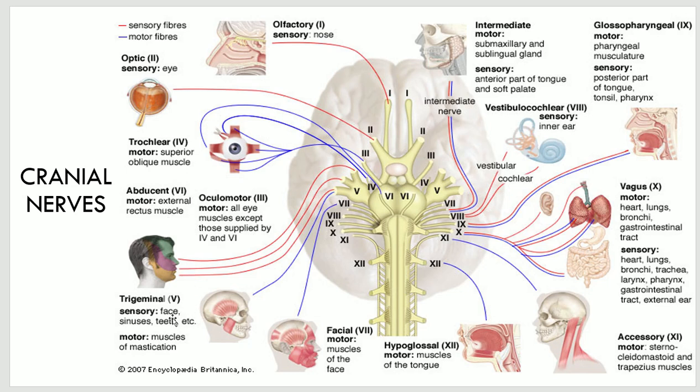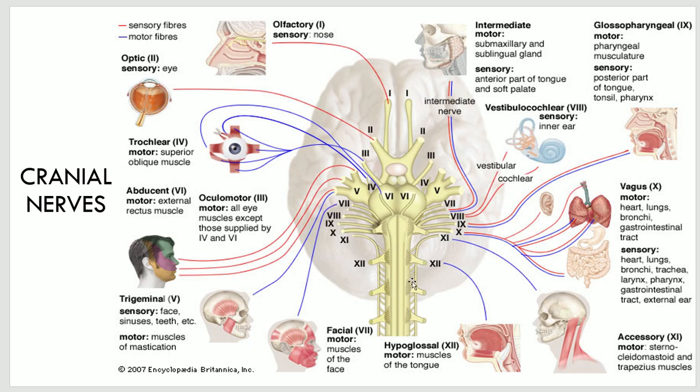Number 5, trigeminal. This one is both sensory and motor. So trigeminal, number 5, is both. Sensory to face, sinuses, and teeth. Those are our 3 zones. And then motor to muscles of mastication. So the masseter muscle, when you clench your teeth, pops out the side of your face. This nerve goes to the masseter muscle so you can chew.